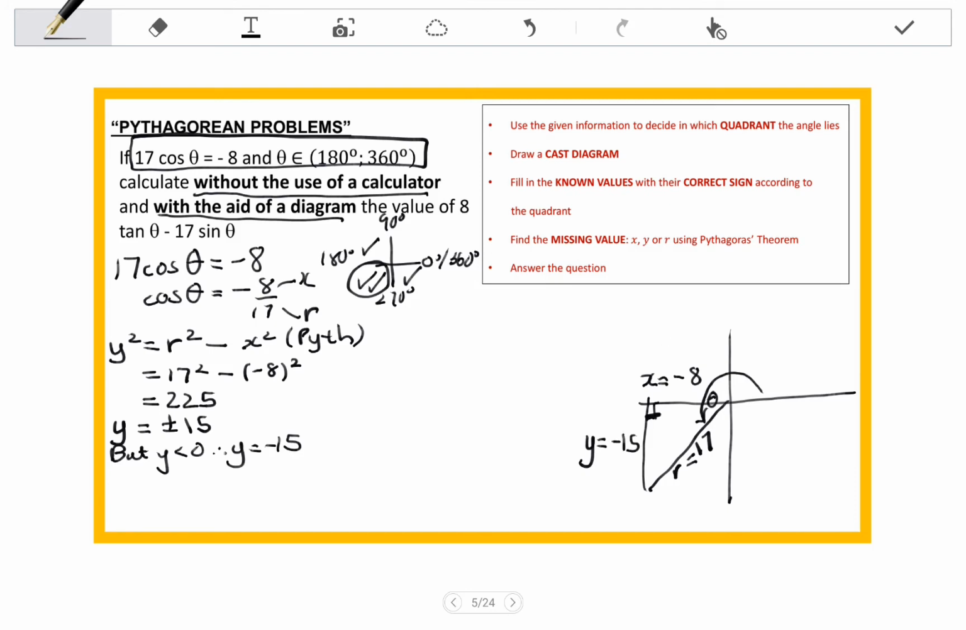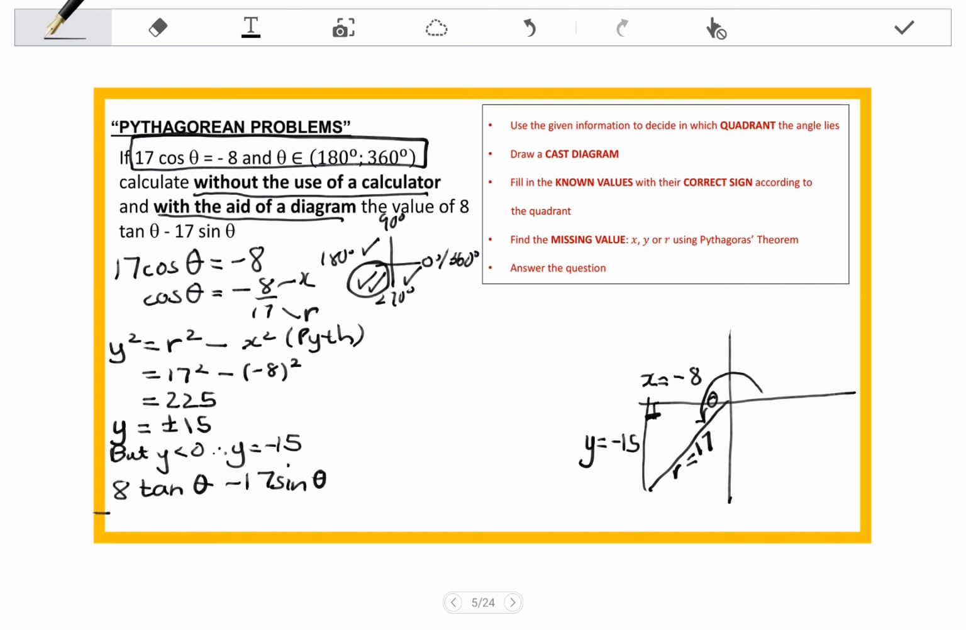Right, I have the x, y, and r. So let's go back to the steps. Draw a CAST diagram. I've got that. Fill in the known values with the correct sign. We did that for the x and the r. Find the missing value using Pythagoras' theorem, which we did to find y. And finally, answer the question, which was to find the value of 8 tan theta minus 17 sine theta.